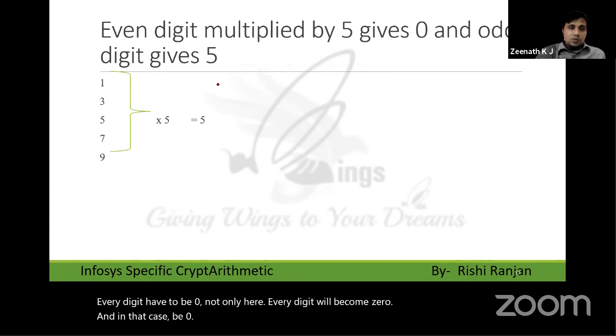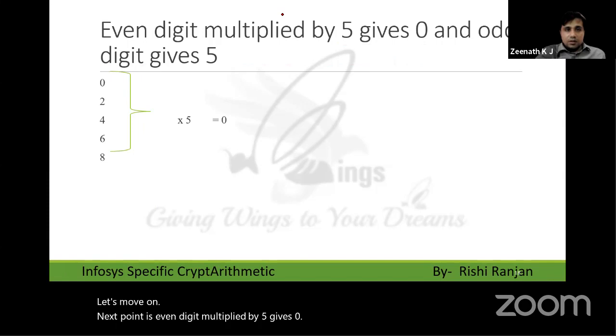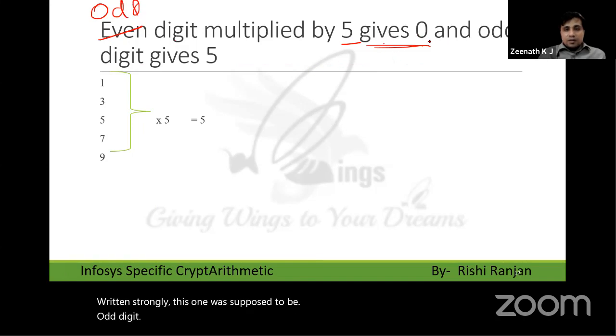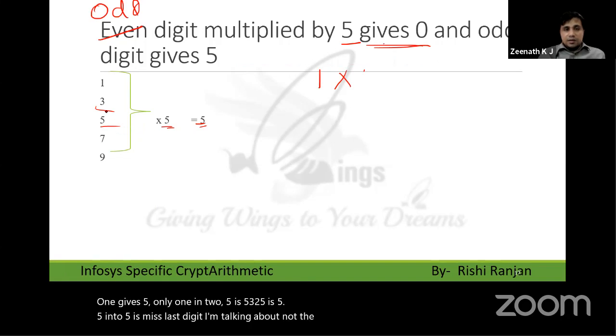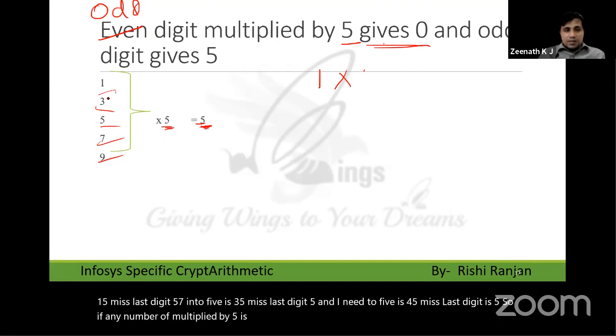Okay, let's move on. Next point is, even digit multiplied by 5 gives 0. Sorry, I have written it wrongly. This one was supposed to be odd digit. Odd digit multiplied by 5 gives 5 only. 1 into 5 is 5. 3 into 5 is 15, means last digit 5. I'm talking about the last digit, not the product. 7 into 5 is 35, means last digit 5. And 9 into 5 is 45, means last digit is 5. So if any number multiplied by 5 gives 5 only, that means that number is an odd digit.